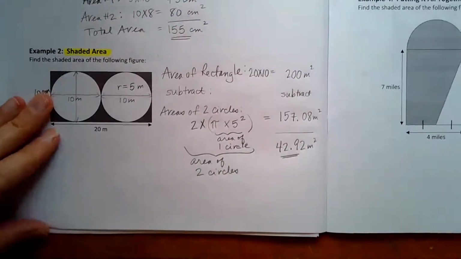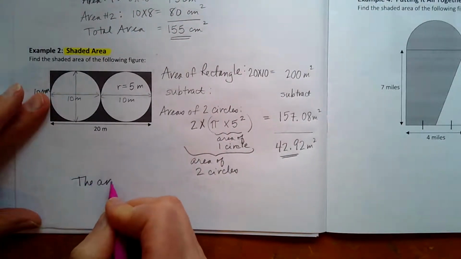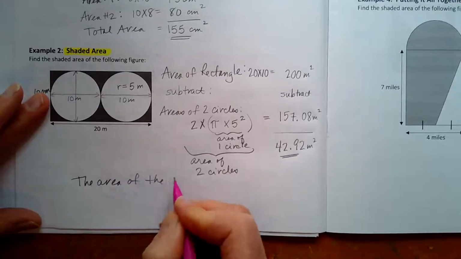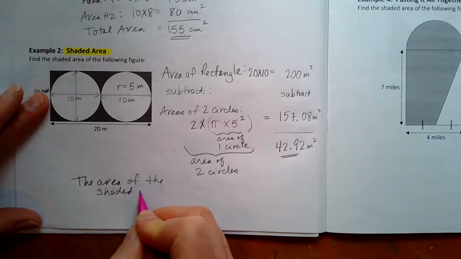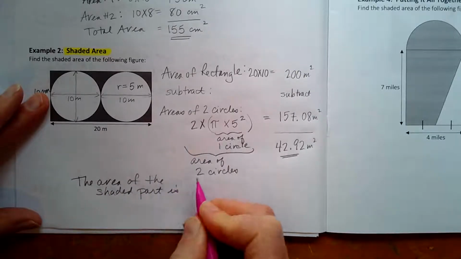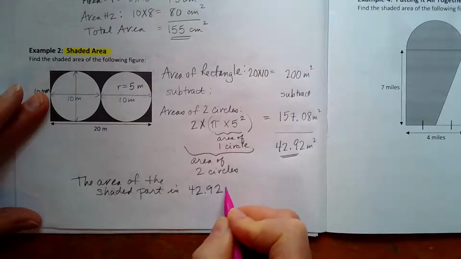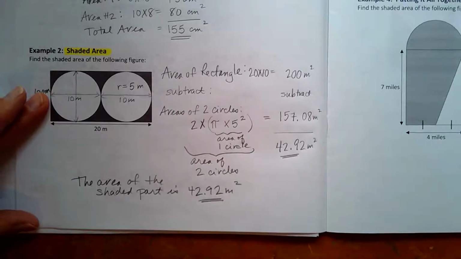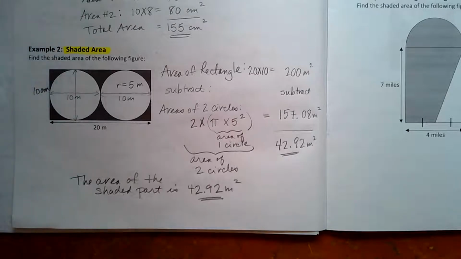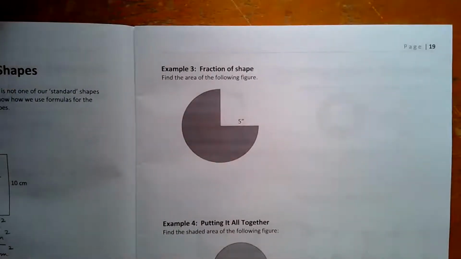So I'm just going to record that below here as well. The area of the shaded part is 42.92 meters squared. So that's how we handle a shaded area part. Kind of nifty. So let's go on to the next example. Example 3, fraction of a shape. Find the area of the following figure.